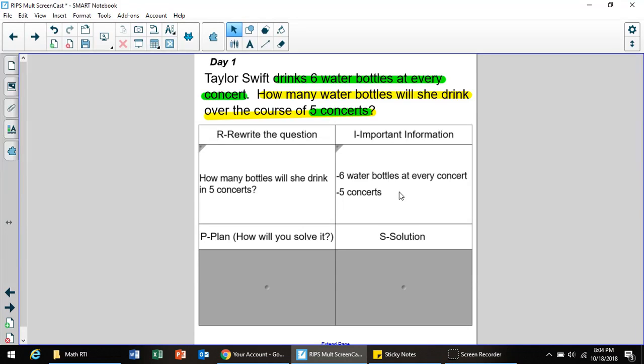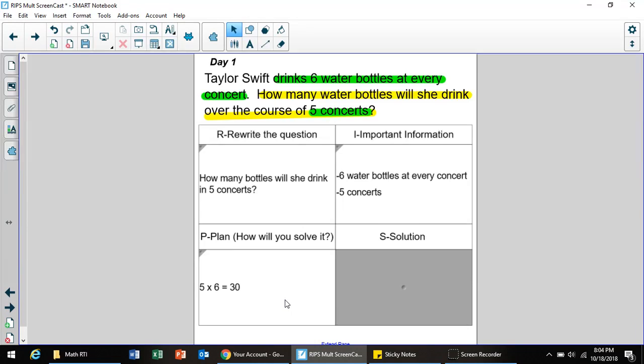So what kind of math is that? Sounds like multiplication, right? So at this point, you would figure out what your equation would be. So I know that we have 5 groups of 6, so my equation would be 5 times 6. And then at this point, if I don't know my facts, I would use a multiplication strategy. So underneath my equation, I could use skip counting. I would skip count by 5 6 times.